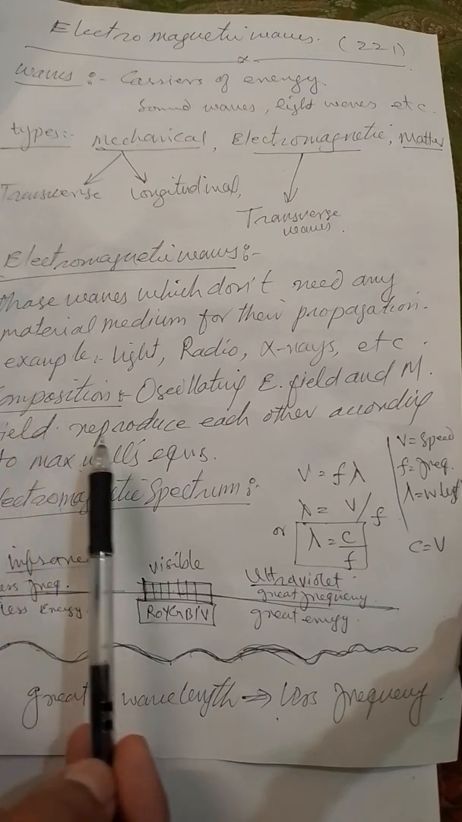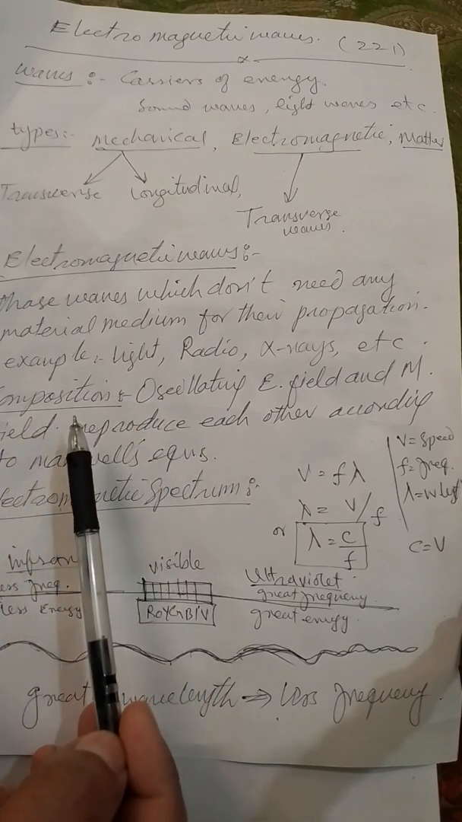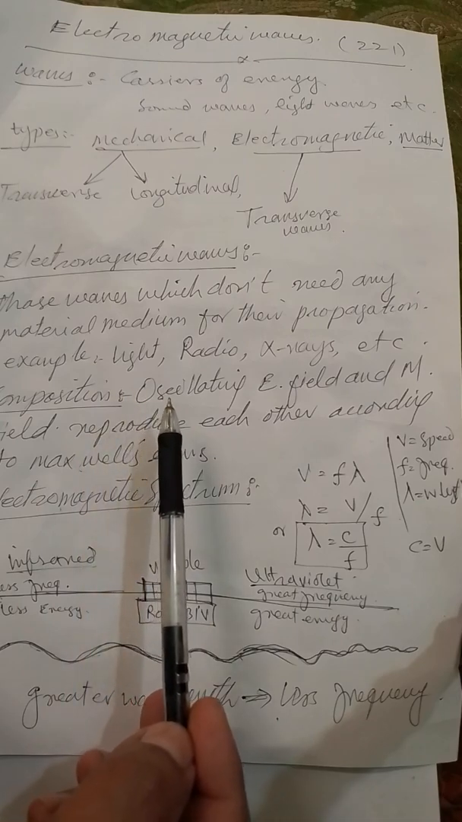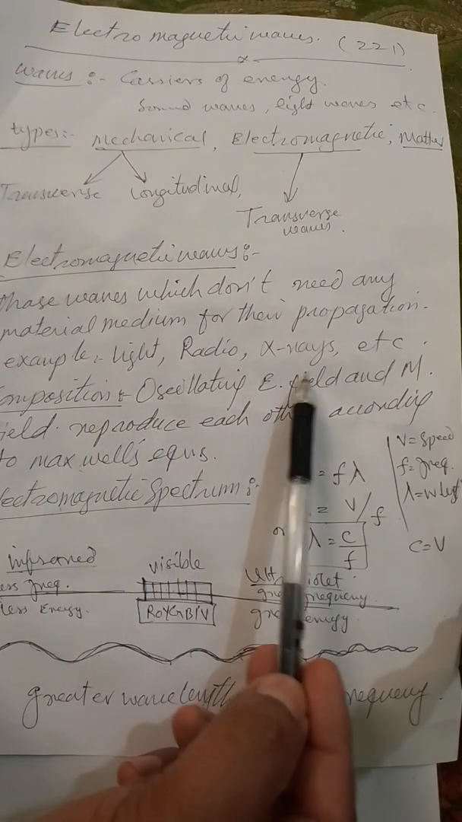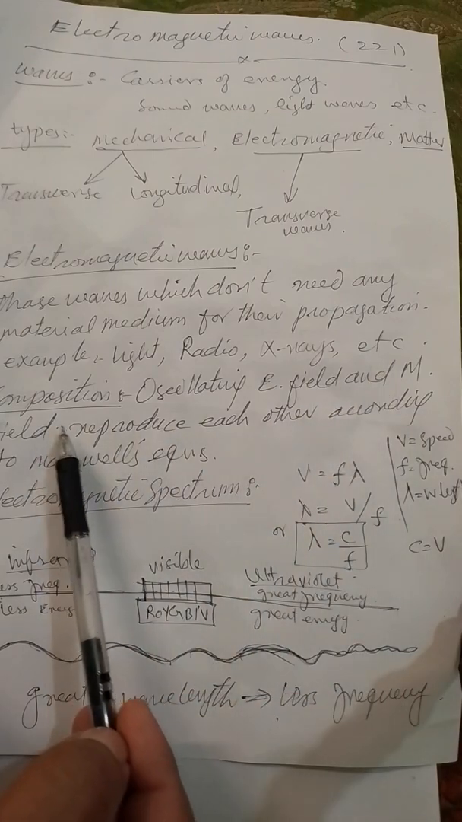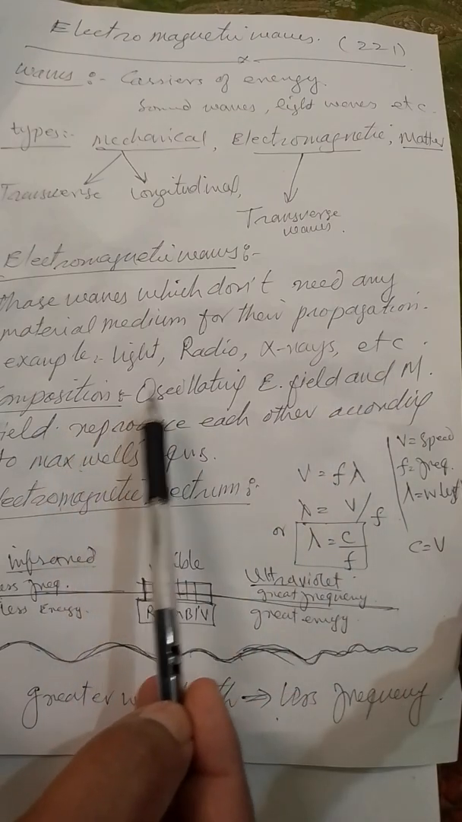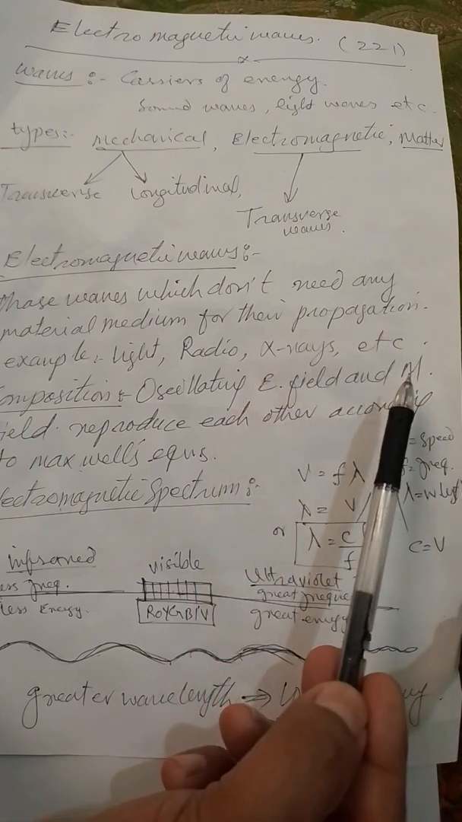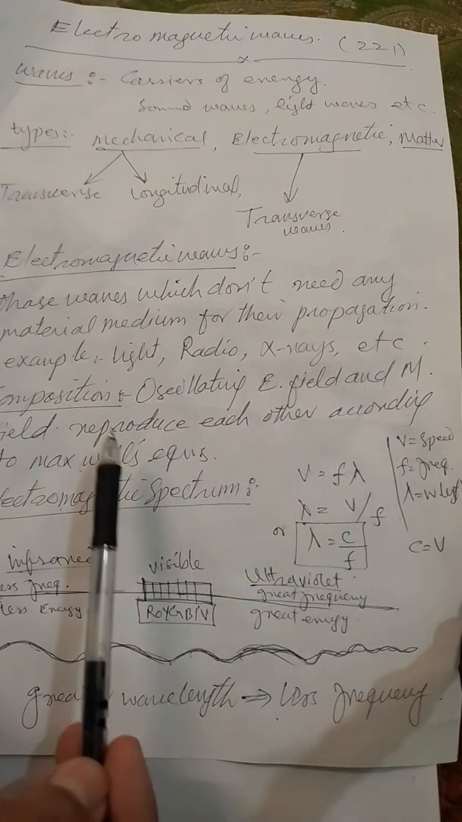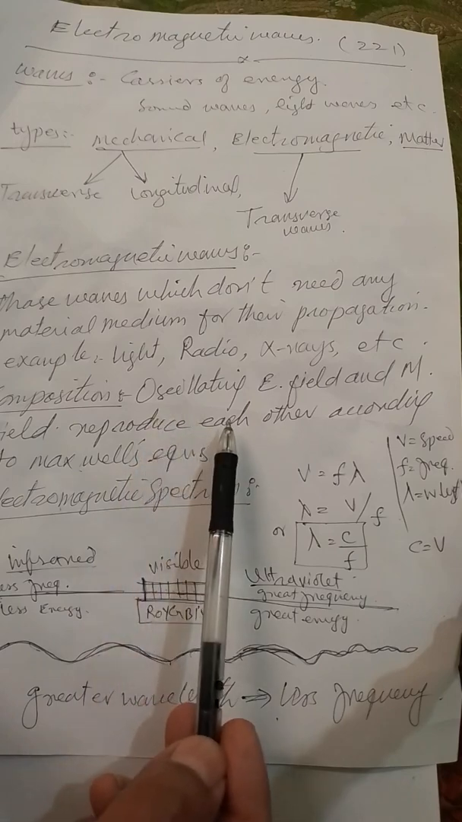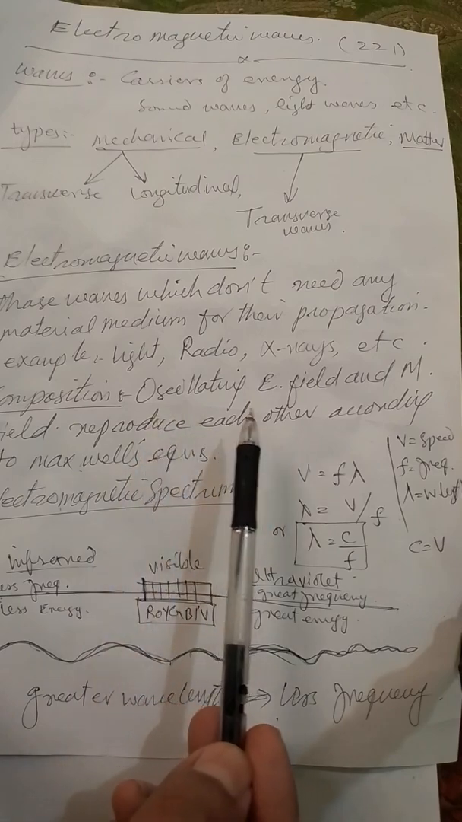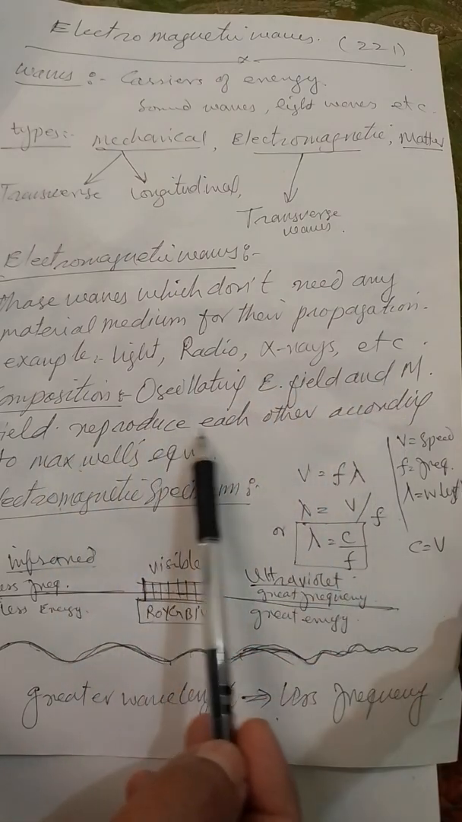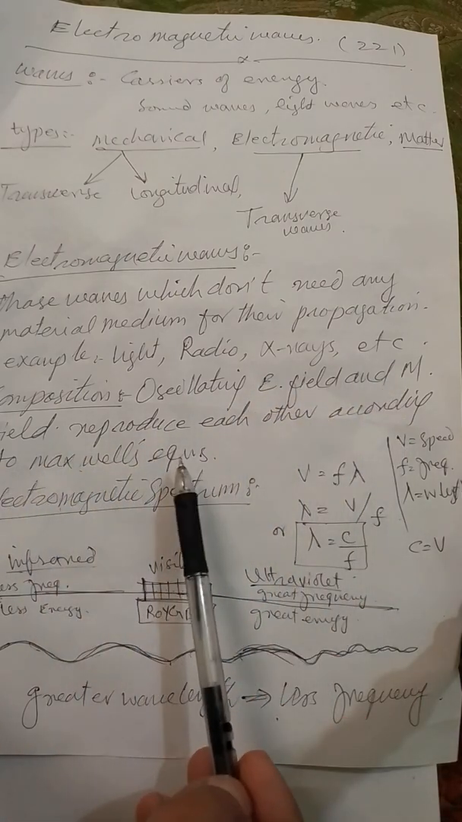Composition. Electromagnetic waves actually consist of oscillating electric and magnetic fields. The electric field reproduces the magnetic field, and that magnetic field reproduces the electric field. So the oscillating electric field and magnetic field reproduce each other according to Maxwell's equations.